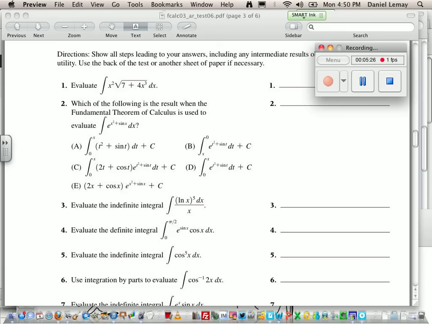I'm seeing an ln x, and I'm seeing it to the 5th. I think this is a prime candidate for a u substitution.